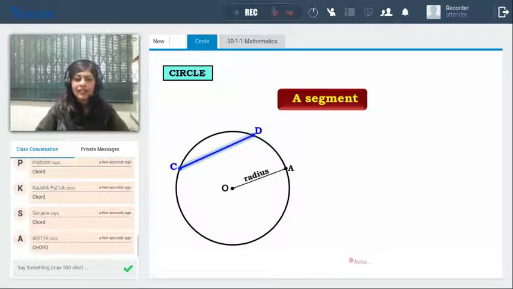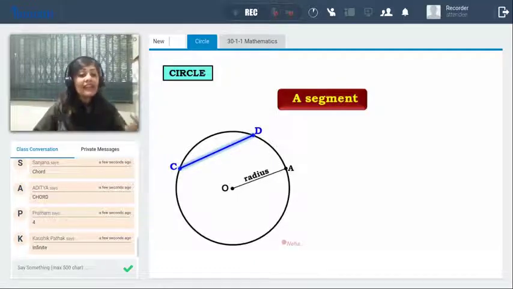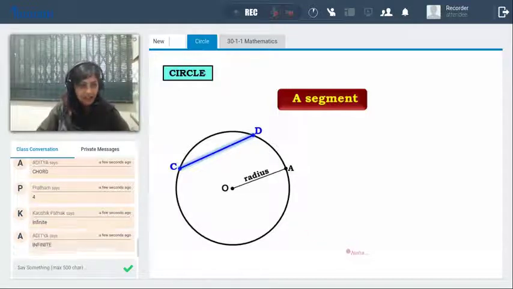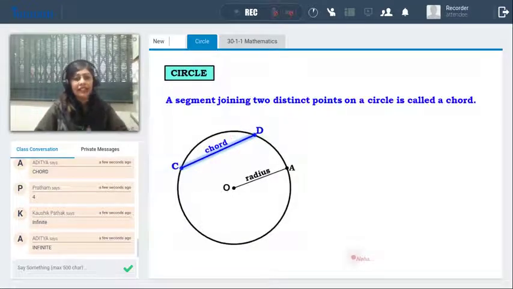How many chords do you think we can have? Yes, Aditya. Yes, Sanjana. Very good. How many chords in a circle? 4 chords, okay, Pratham. Anyone else? Infinite. Yes, since we have infinite points on a circle, we can join these infinite points, and we get infinite chords. Very good, Kaushik. We can have infinite. All right, so we move ahead to the next one.